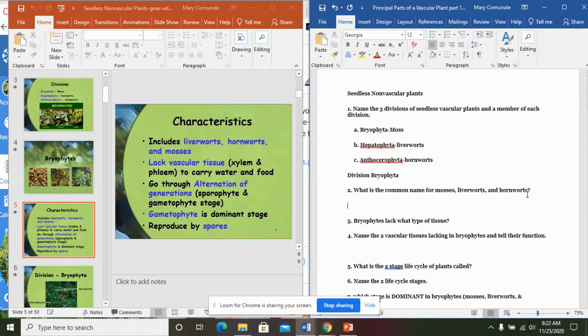We call them the bryophytes. Bryophytes lack what type of tissue? So this includes liverworts, hornworts, mosswort. They lack vascular tissue.